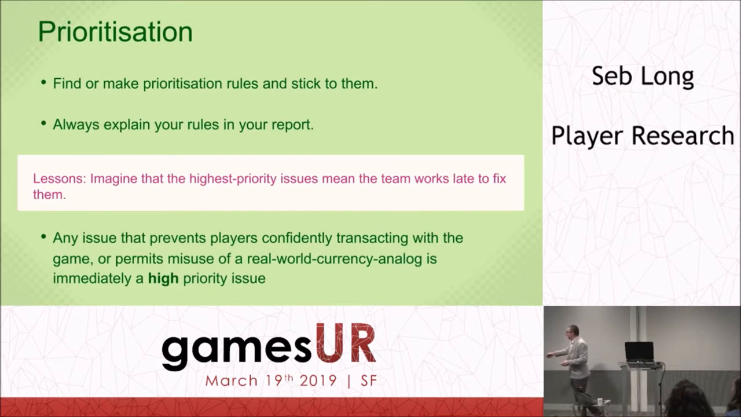But it doesn't consider things like monetization. So as another rule you'll have to add, any issue that prevents players confidently transacting with the game, or permits use of a real-world currency analog, things like the grenades you can buy for real-world money in the game, is immediately a high-priority issue, regardless of where it falls on this tree or any other means. So this is among the things that need practice as a junior games user researcher: finding these modifiers that change prioritization.